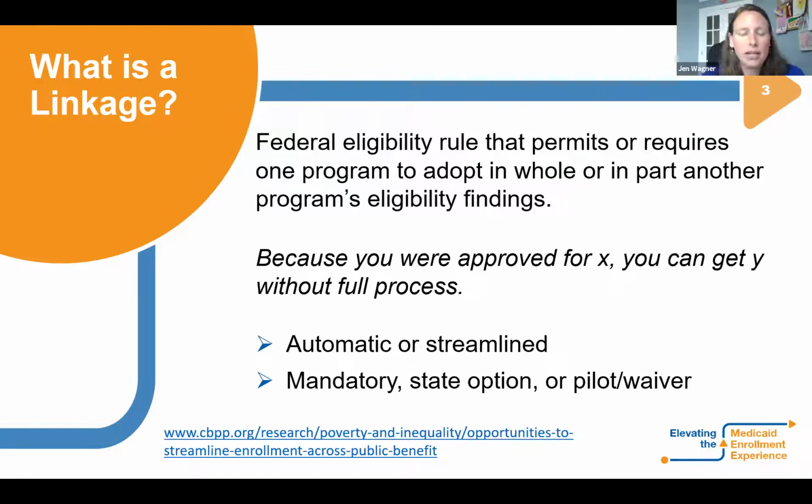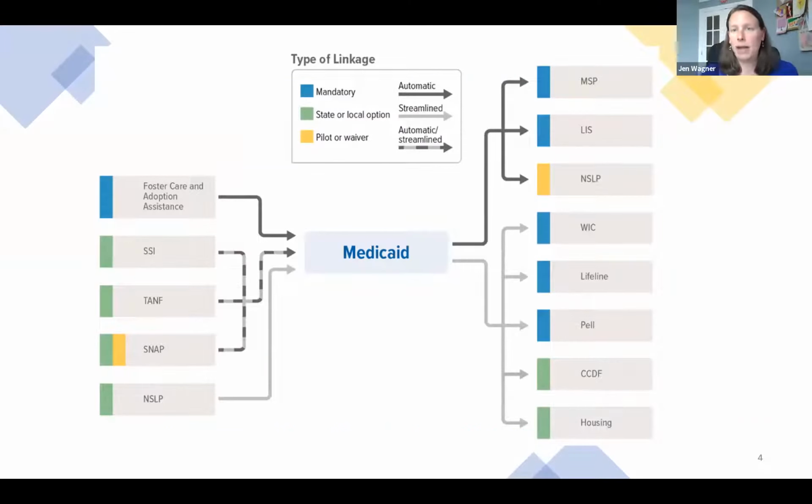At the bottom of this slide, I've got a link to a paper on linkages that's from a few years ago, but my colleagues at the center did really good work going through a number of programs and outlining the different connections between all of them and where there's a mandatory connection, where it's a streamlined enrollment, where there are waivers, all of those things. So a really useful paper to look at both Medicaid and some other critical safety net programs and how they're interconnected. So from that paper, let's take a look at the Medicaid chart.